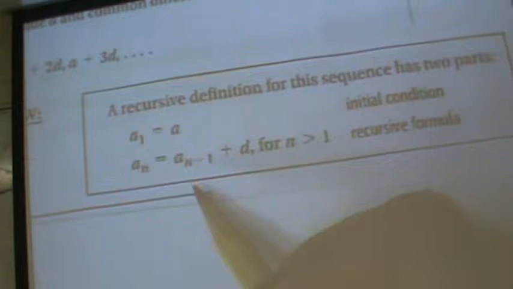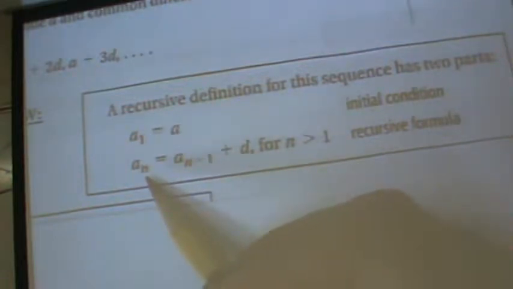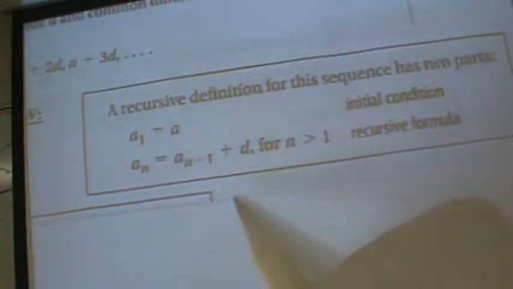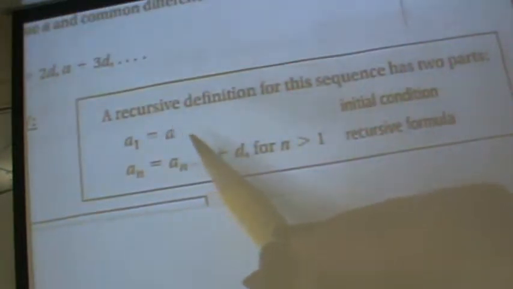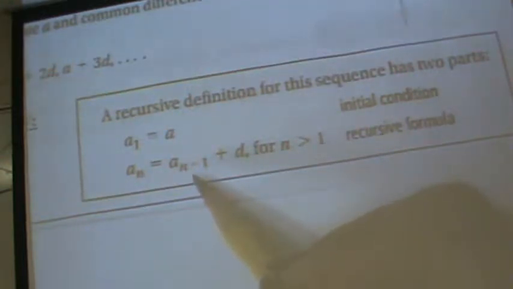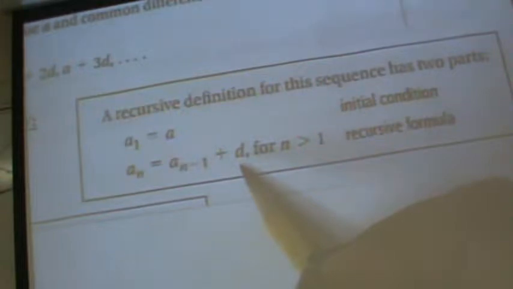Okay, there's the two formulas. The recursive formula says we're going to state the first term, the initial condition, and then for the recursive formula, you will only use this one if you want to generate the next term in the sequence. So what you do is you take the previous term and you add the common difference.